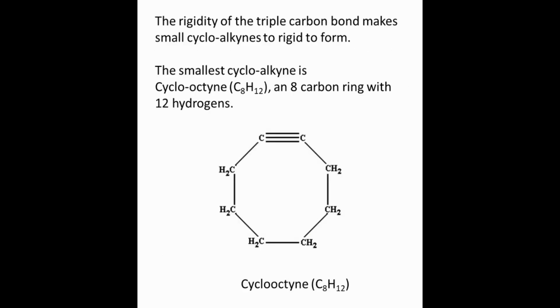The triple-bonded cycloalkynes do exist, although the triple bond is extremely stiff and prefers to be linear and resists being bent into a ring. Small cycloalkynes do not exist. The simplest cycloalkyne is cyclooctyne, with 8 carbon atoms in the ring.